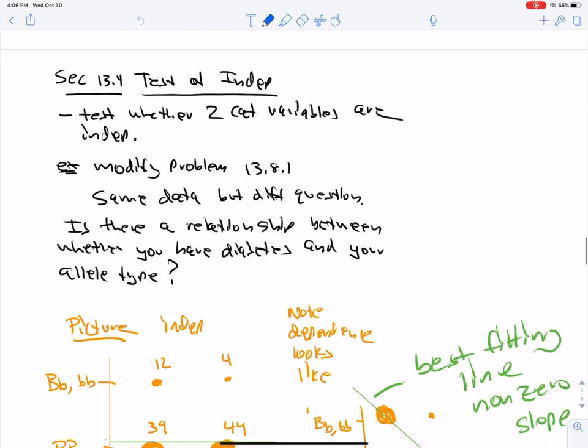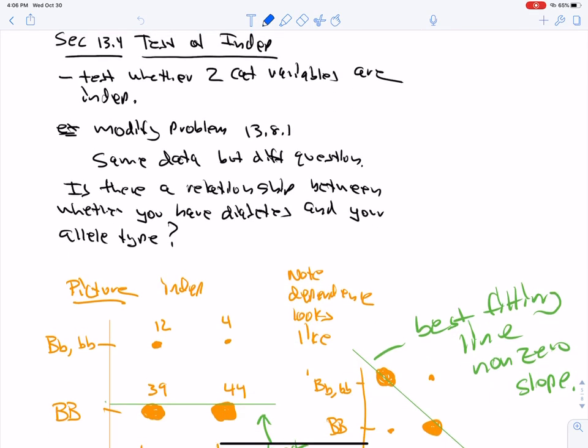So next we're going to do test of independence. This is a test of whether two categorical variables are independent. To motivate this, let's modify the problem that we were doing above. We have the same data, but now the question is the relationship between whether you have diabetes and allele type. Is there a relationship between whether you have diabetes and whether you have allele type?